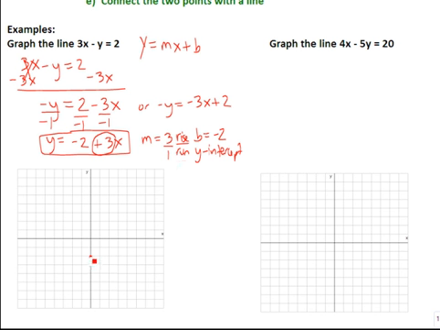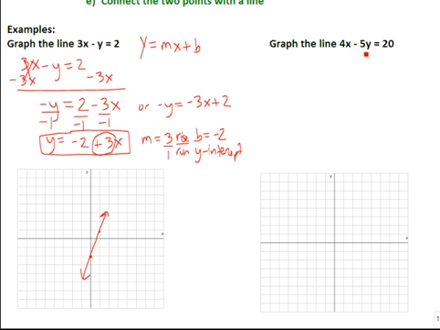So from our starting point where that b was, at negative 2, we're going to rise up 3, 1, 2, 3, and then over to the right 1, and that's where we're going to put our second dot. And once you have your 2 points, you connect them, and there's your graph. Okay, let's try that all over again with this second example.